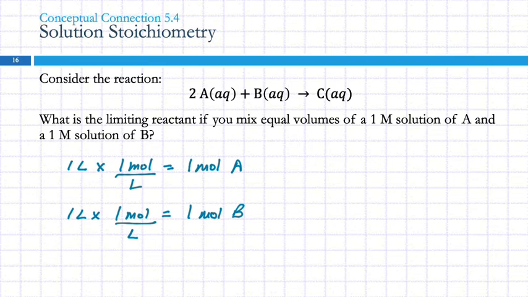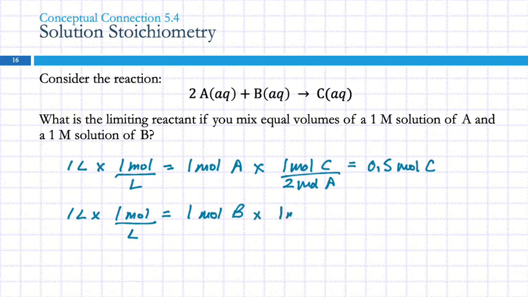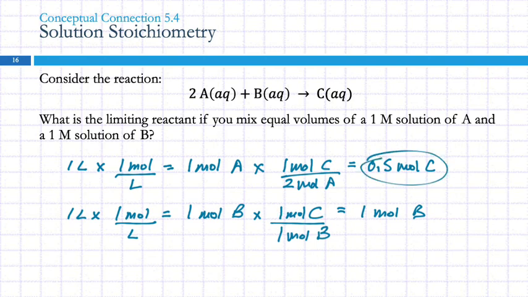And if you're still like, wait, what? Well, let's go ahead and do what we've done before. Calculate the amount of product that can be made, right? So from 1 mole of A, there's 1 mole of C for every 2 moles of A. So I'd get half a mole of C, and 1 mole of C for every 1 mole of B. So I'd get 1 mole of C. Which one's smaller? This one's smaller. So this is my limiting reactant.